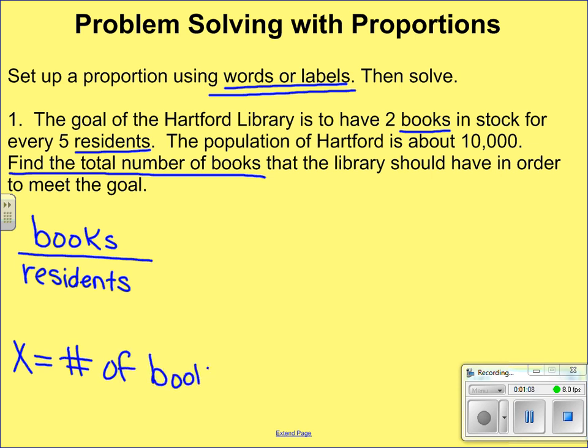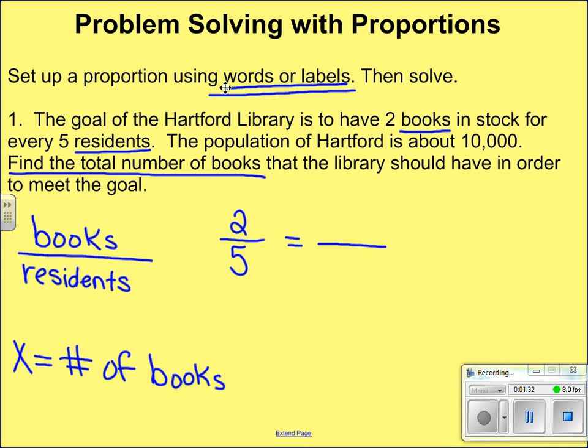So from here, you need to set up a proportion to solve this. So let's just do the template. Draw your 2 fraction bars and your equal sign without filling in anything. That's what your problem should look like. And now we're going to use our words or labels to help us. We said we're going to compare books to residents. Well, in that first sentence, it says we have 2 books for every 5 residents. So our first fraction is going to be 2 over 5.